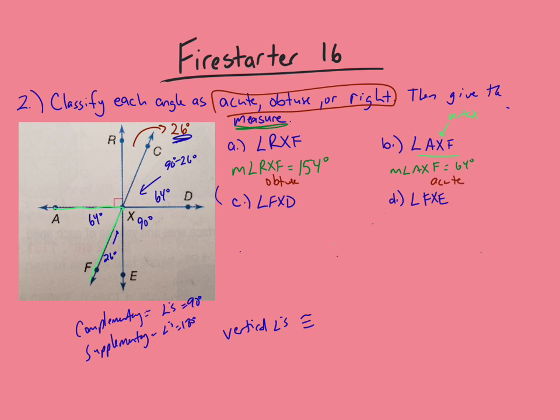Now I'm going to do FXD. So I'm going to go F to X to D. F to X to D is 26 and 90 together. That's 116. So the measurement of FXD equals 116 degrees. That is bigger than 90, so I'm going to say it's obtuse.